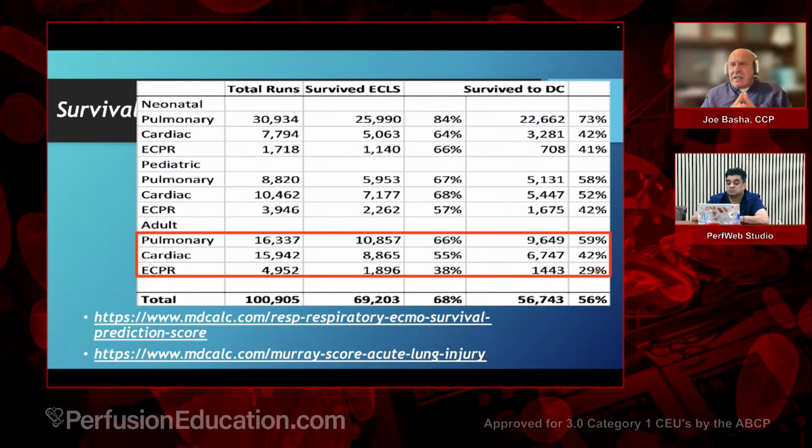If it's cardiac, whether it be post-cardiotomy syndrome or an MI and cardiogenic shock from an ischemic event, acute coronary syndrome, it's going to be 42%. If it's ECPR, they came into the ER, they were on the thumper, and you put them on ECMO, it's going to be about 30%. Those numbers, given that without it the mortality is going to be 100%, are pretty doggone good.